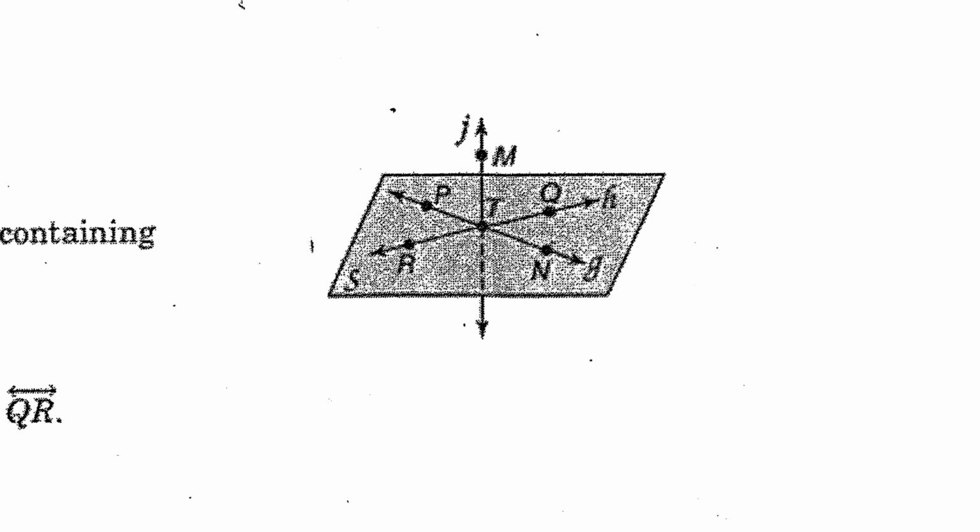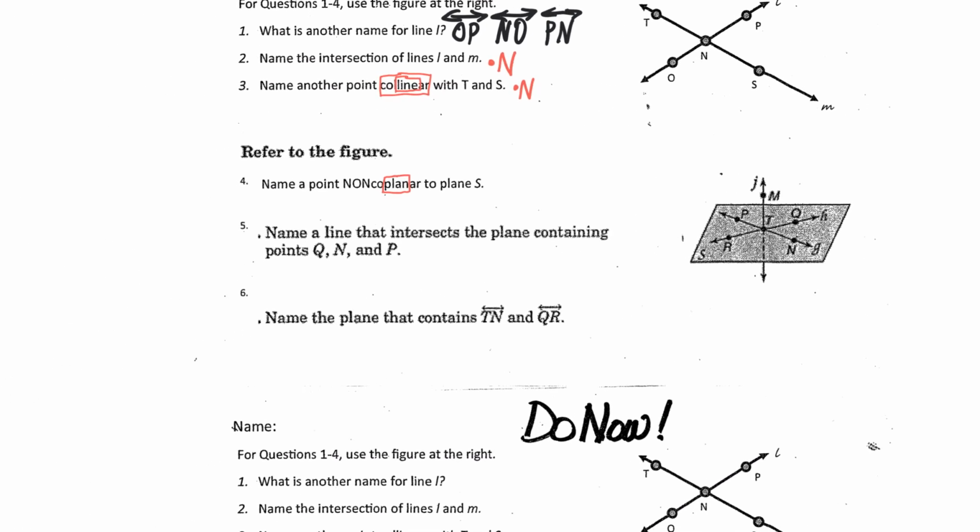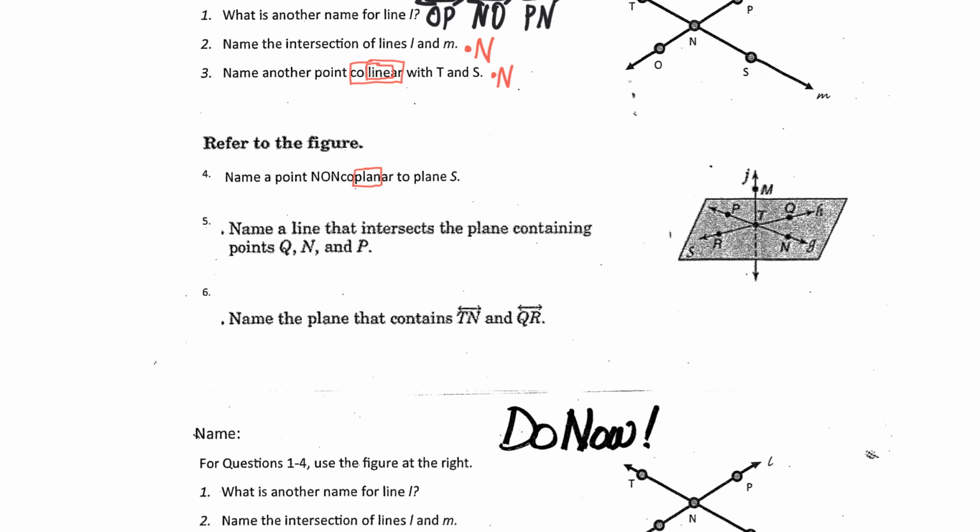Okay? So which point on here is not on plane S? Point M, right? Point M is the one that's way up there. So what is the point that is non-coplanar to plane S? Point M. Yeah, it's point M, because point M is way up above plane S, okay? So it's non-coplanar. Point M is not on this flat surface of S.